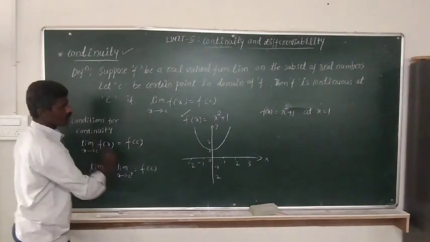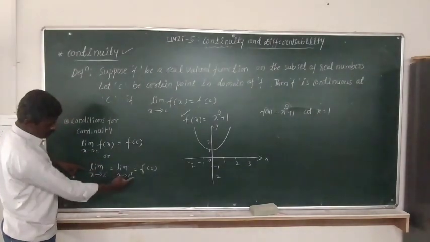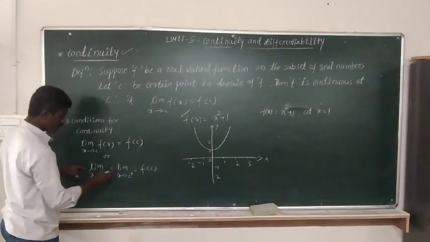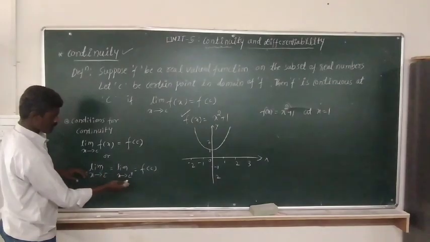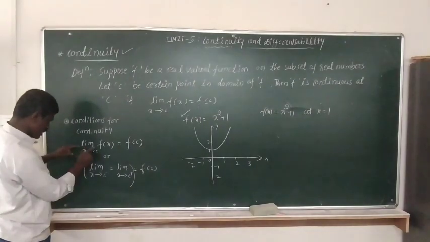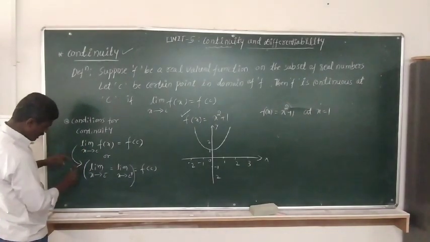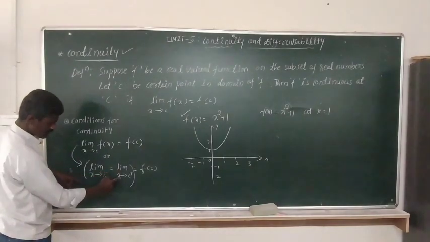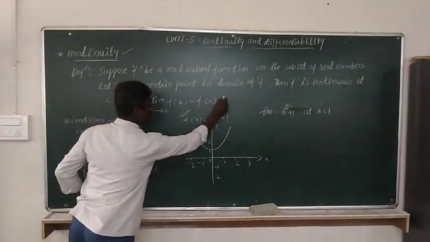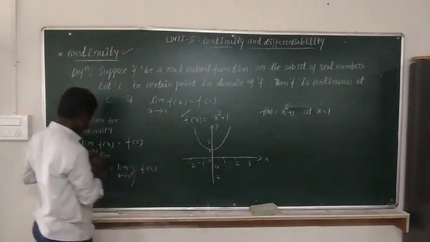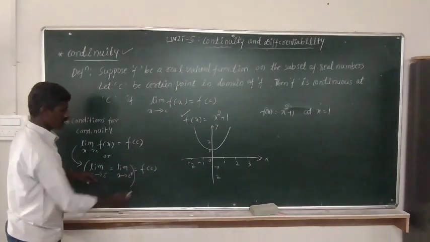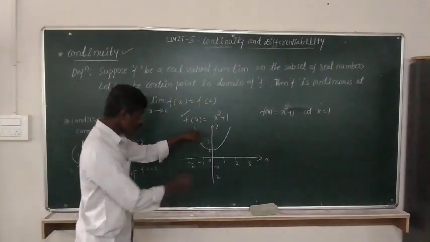I will explain when we use this formula. When the function is only one function, a single function, we use this formula. If the function is in pieces, meaning more than one function, we use this formula: limit as x tends to c minus equals limit as x tends to c plus, and both equal f of c. When the function is only one function, like f of x equals x square plus 1, we use the first formula. If the functions are in pieces, we use the second. I will explain by solving problems.